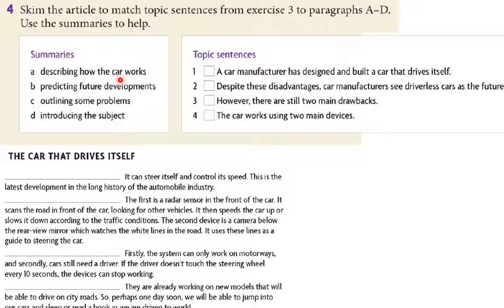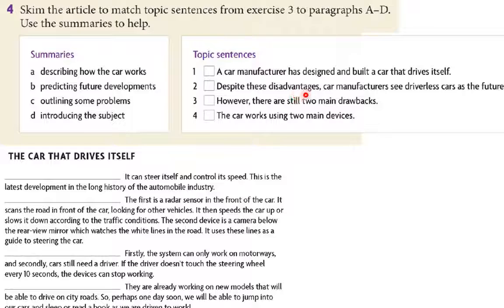Now, one of these four topic sentences should give one of these four summaries. Let us start with the first summary, describing how the car works. It means what is the method of working of the car, or what is the process, what are the steps, how the car works. Now let's go through the four topic sentences. Number 1, a car manufacturer has designed and built a car that drives itself. This doesn't show a method or how the car works. Let's go to the second one.